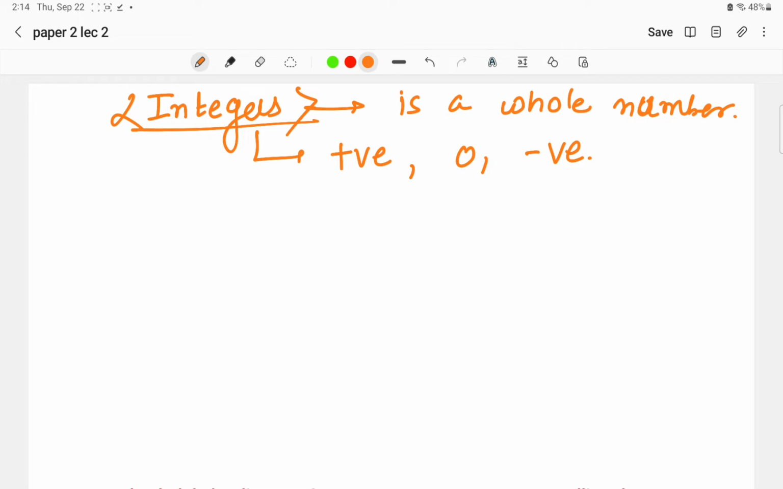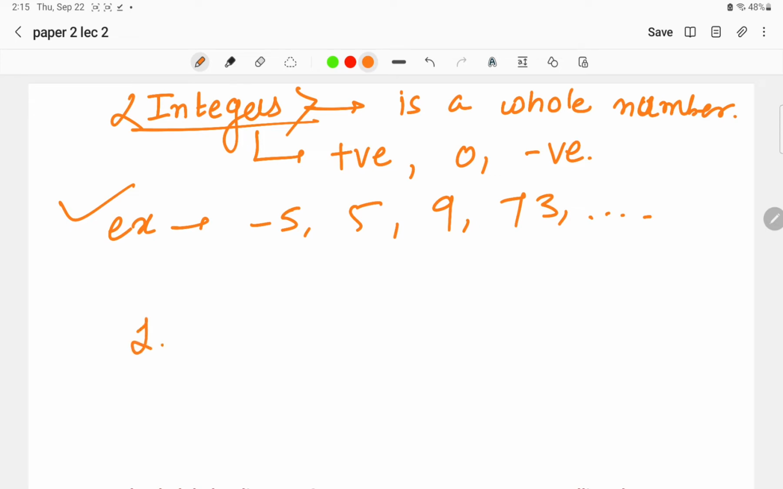So for example, in the case of integers, we can take -5, or we can take 9, or 73. These are all examples of integers. Now, numbers that are not integers are, for example, 1.43. This is not an integer, this is something with a decimal point. So numbers in decimals or fractions are not integers.